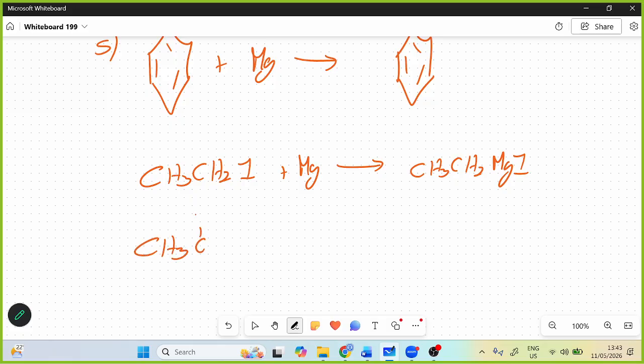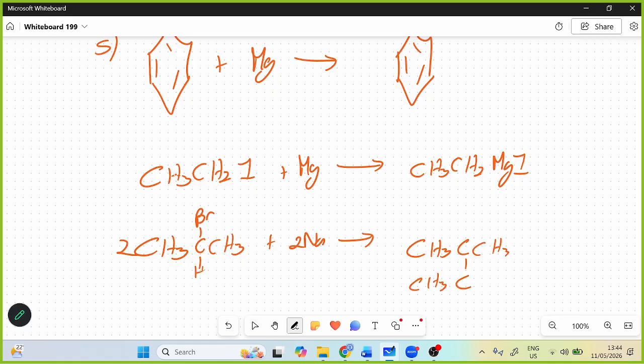2-bromopropane, I chose this on purpose because I am a nice human being. For this, you actually need to write the twos. Okay, and this is going to be a dimerization through the central carbon, because that's where the halogen bond is.